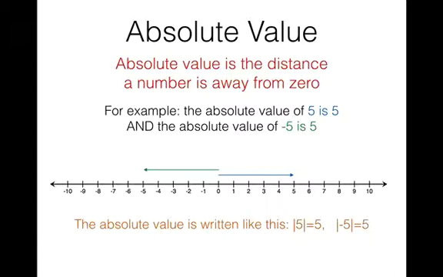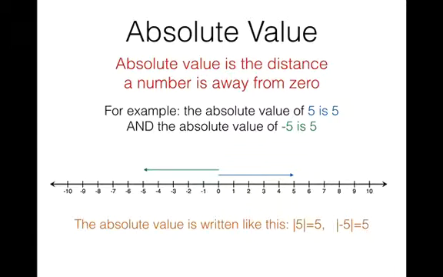Absolute value is the distance a number is away from zero. For example, the absolute value of 5 is 5, and the absolute value of -5 is 5. You can see by these arrows, the green arrow goes from 0 to -5, and the blue arrow goes from 0 to +5, and it's the same distance. So that's how you determine the absolute value.